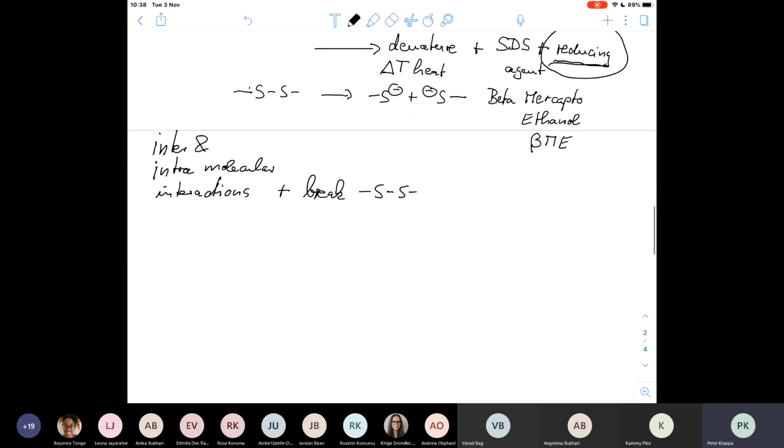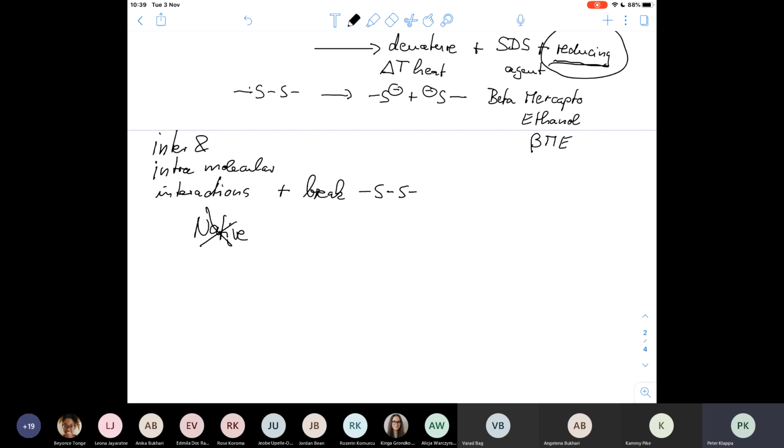So we can run a gel native, but that's very tricky to do. And it only tells us how big something might be. So that's usually not terribly useful.